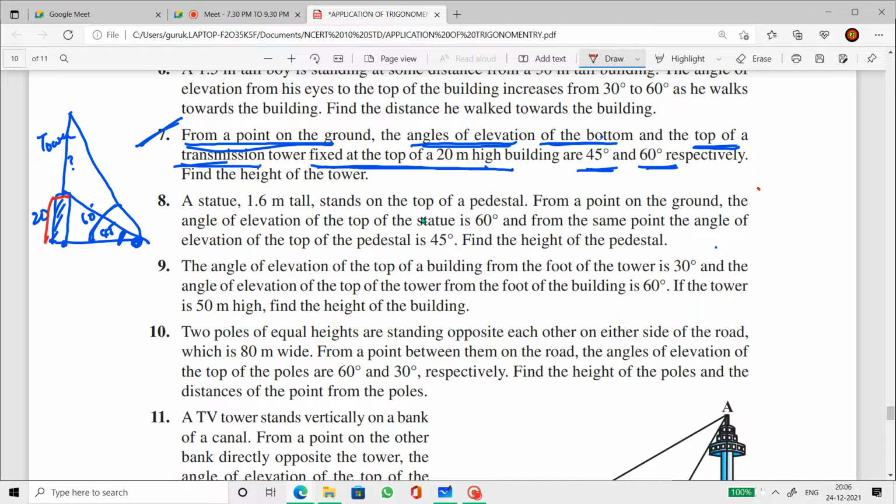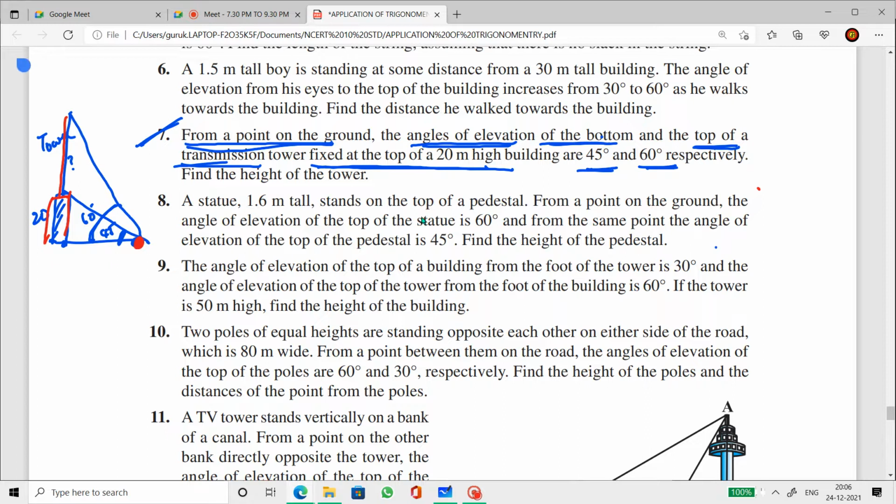So this is the building which is 20 meters above the ground level. There is a point on the ground and there is a transmission tower fixed on the top of the 20-meter high building. From the point on the ground, we see the bottom of the transmission tower, and the angle formed is 45 degrees. From the same point you see the top of the tower, and the angle is 60 degrees.